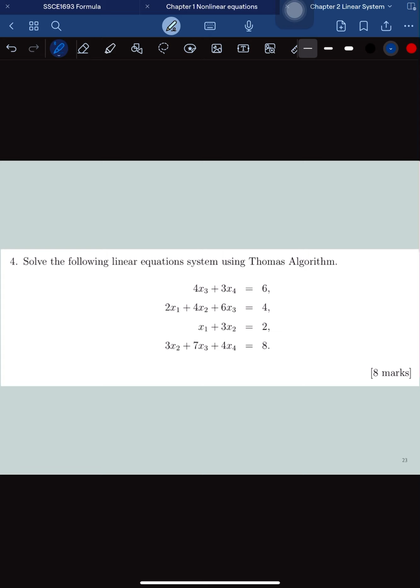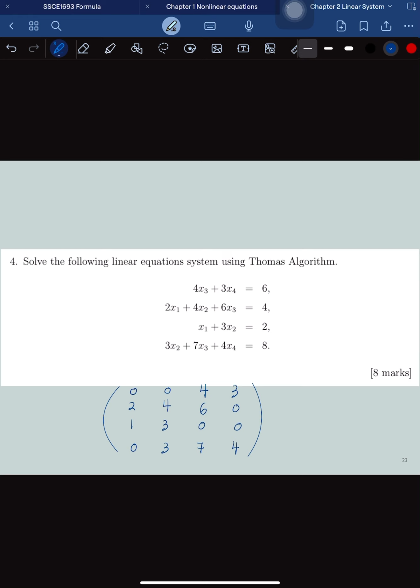So the second example. Let's write the matrix of A, with x1, x2, x3, x4. Now if we look at this matrix, this is not a tridiagonal matrix.